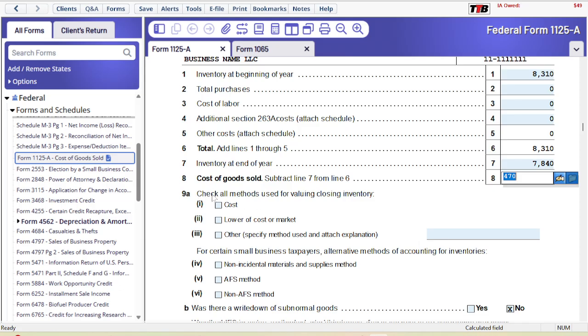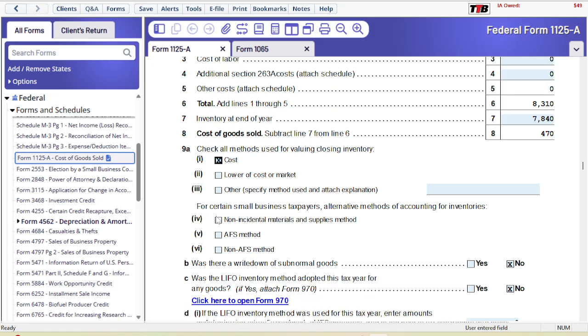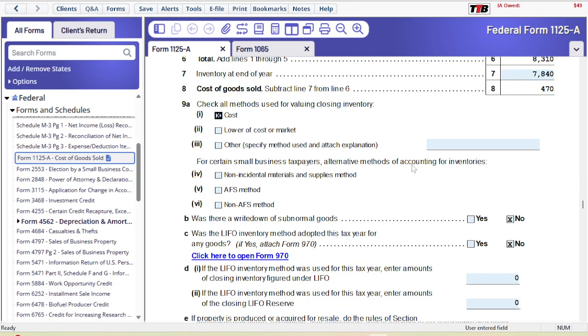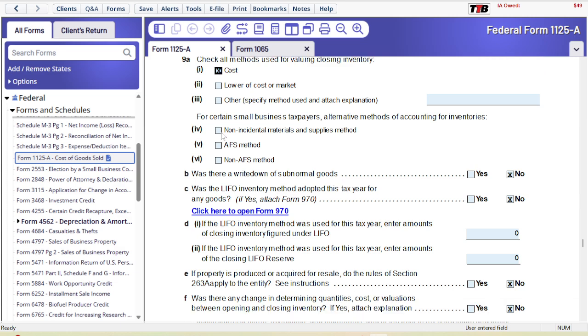Now line 9 is asking what kind of method you used to value your closing inventory. We are just going to say cost here, and we are not going to do anything there. And if this is a return for you, you might check it, but I'm not going to check that. Was there any write-down of subnormal goods? I might just say yes. If there is any subnormal goods, then there will be a write-down for it. So I'm just going to check yes, but you can check no, but that's the way I understand it.